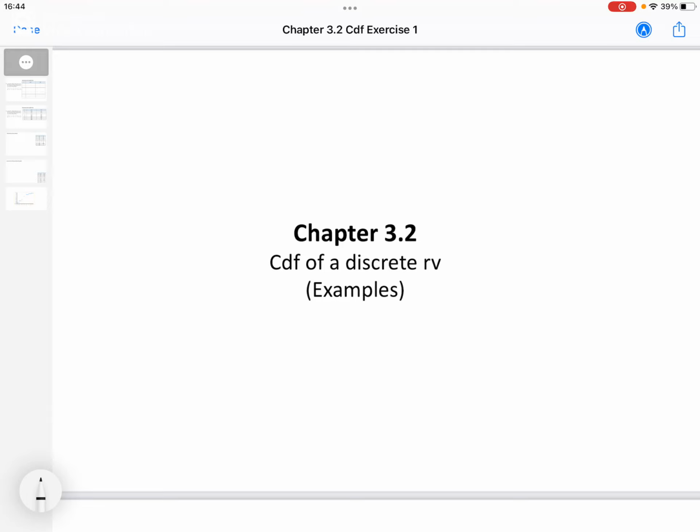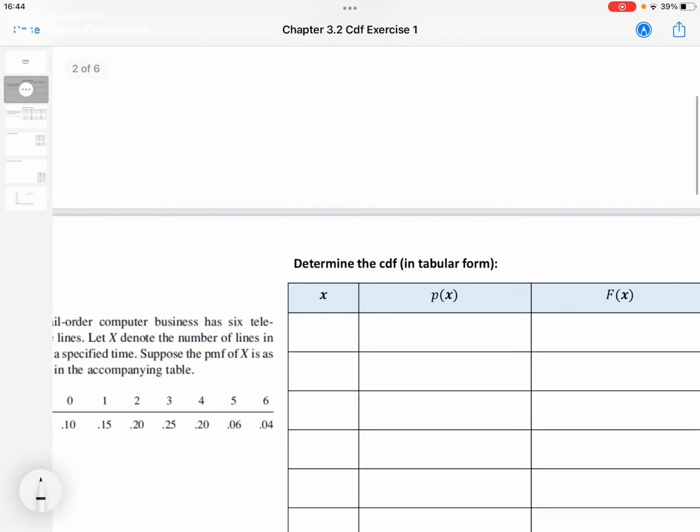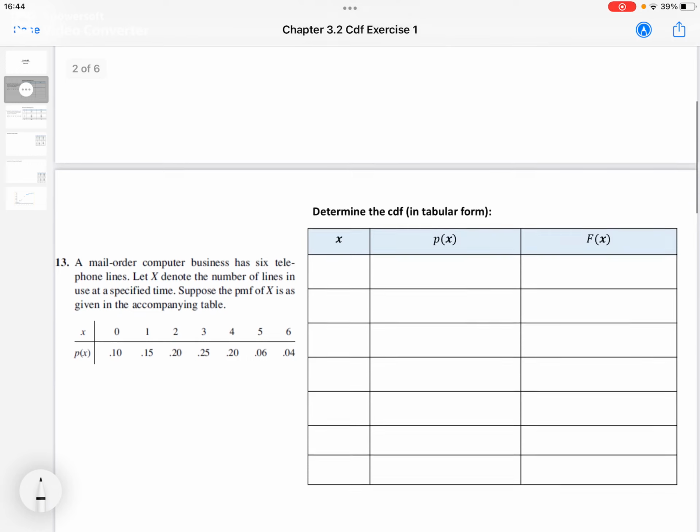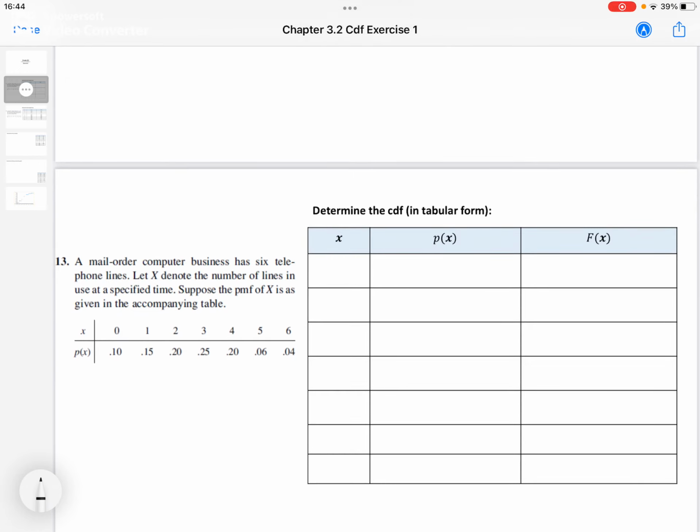Let us have a look at a couple of examples on how to define a CDF of a discrete random variable. Let us start with an example or question that we looked at before. Remember question 13 on exercises on the PMF.